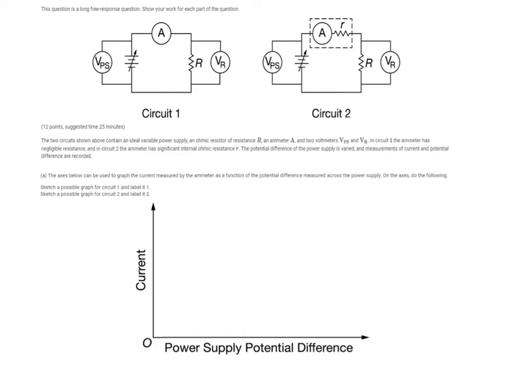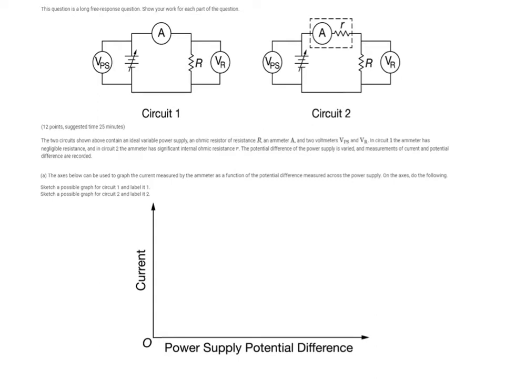Okay, this is discussion question 1. I'm going to go over a couple things here. It gives you two circuits, and one of them has an ammeter that is ideal, so it has no resistance, and one of them is probably more of a normal circuit, with an ammeter that has some resistance, but hopefully not enough to affect the circuit too much.